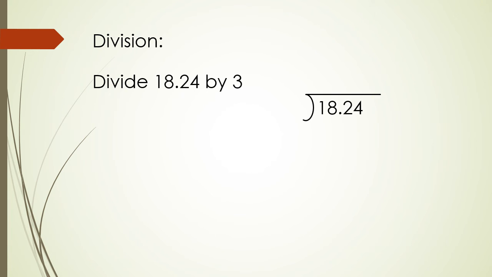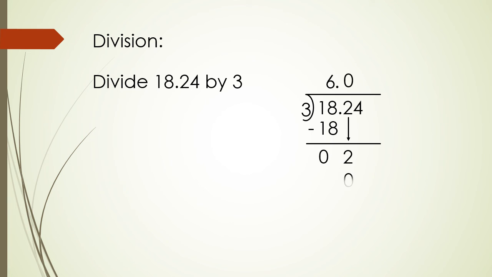Now let us divide a decimal number by a whole number. So divide 18.24 by 3. First write the divisor and dividend. So 18.24 inside the bracket and 3 outside the bracket. We know that 6 3s are 18. So subtract and write the remainder 0 and bring down this 2. Since we are dealing with a decimal number, keep a decimal point in the quotient.